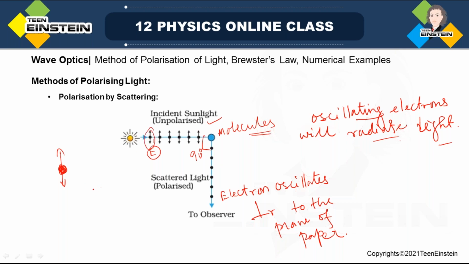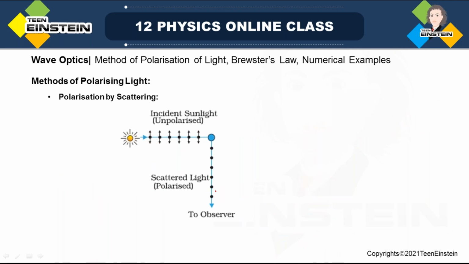But see, unpolarized light has two different vibrations. Suppose one is in this direction and another one is in this direction. So the electron also will vibrate in two different directions, and some electric field will be in this way and some in this way. If an observer is here, he will see only one type of vibration, and in this direction the observer will see another type of vibration. So these are polarized in nature. These are plane polarized light. This is how, by scattering, you can get polarized light.